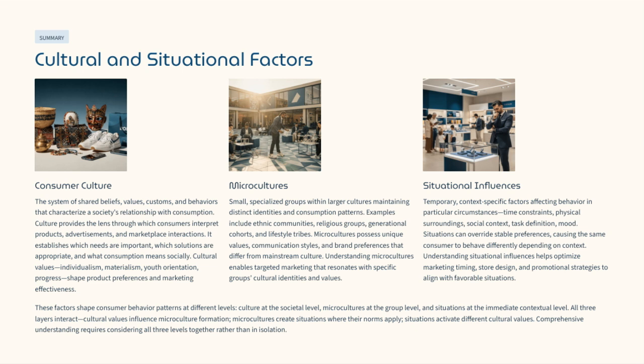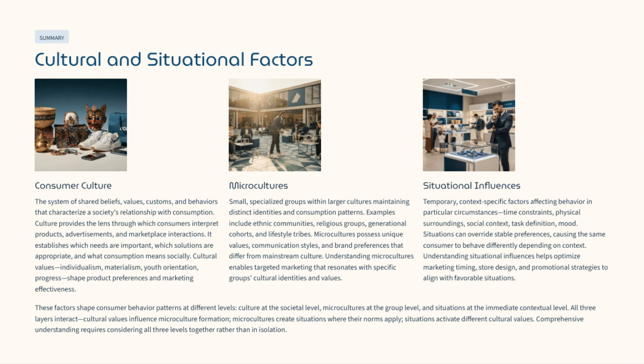Each microculture has its own set of values, communication styles, and brand preferences, which can differ significantly from the mainstream culture. Understanding these microcultures allows marketers to create targeted messages that resonate more deeply, connecting with the specific cultural identities and values of these groups.